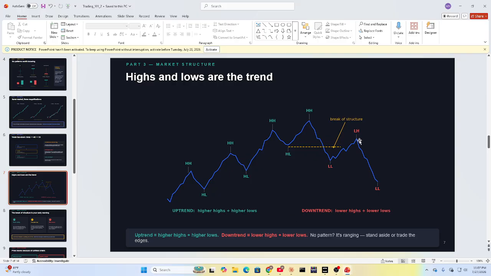Now if it breaks a lower high and retests and keeps going, it's back into an uptrend. As long as y'all got that, that's market structure.